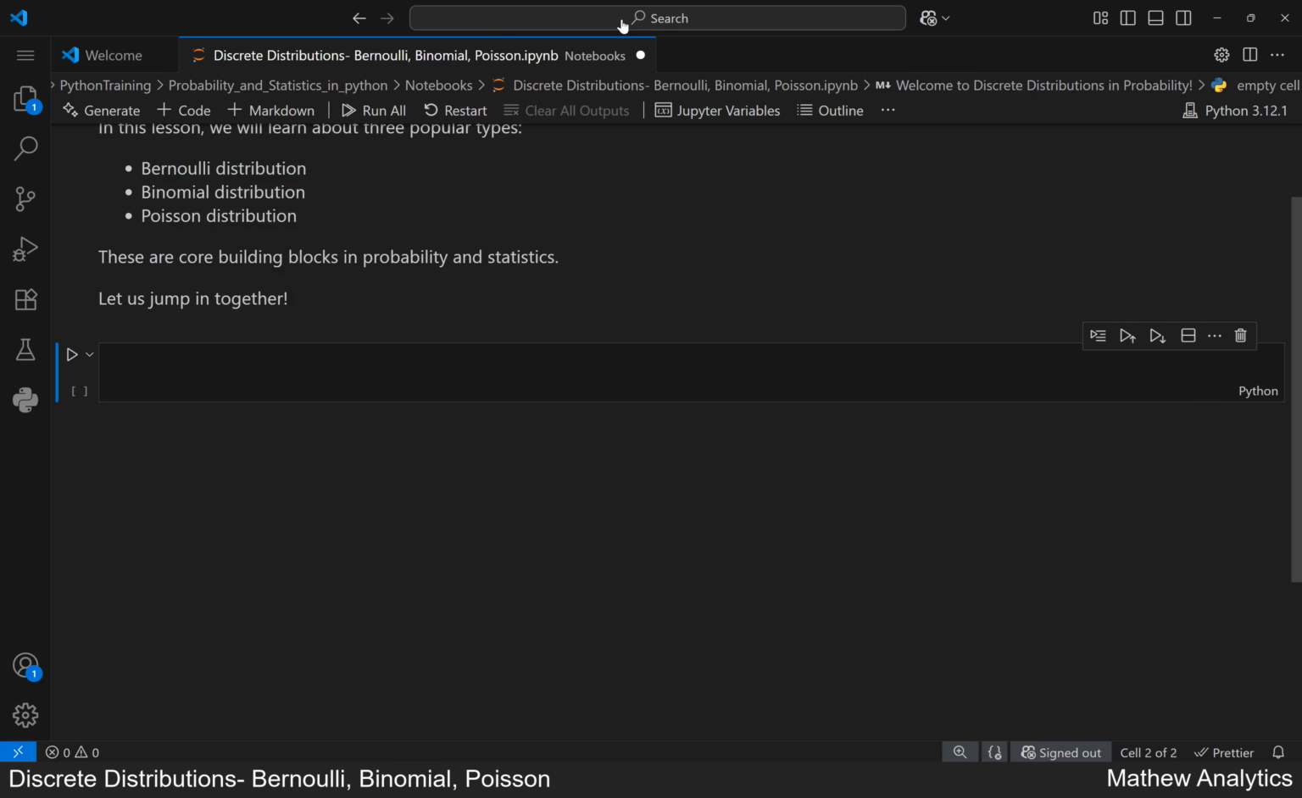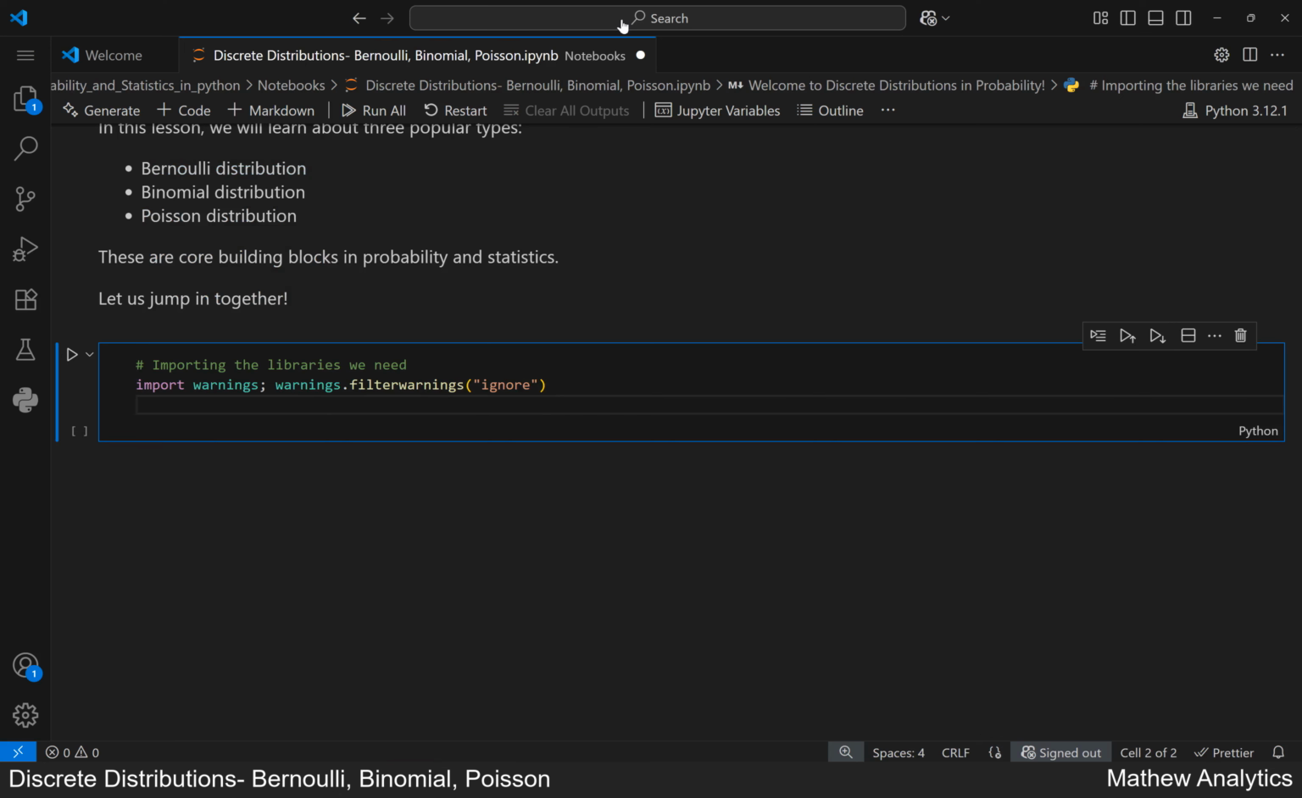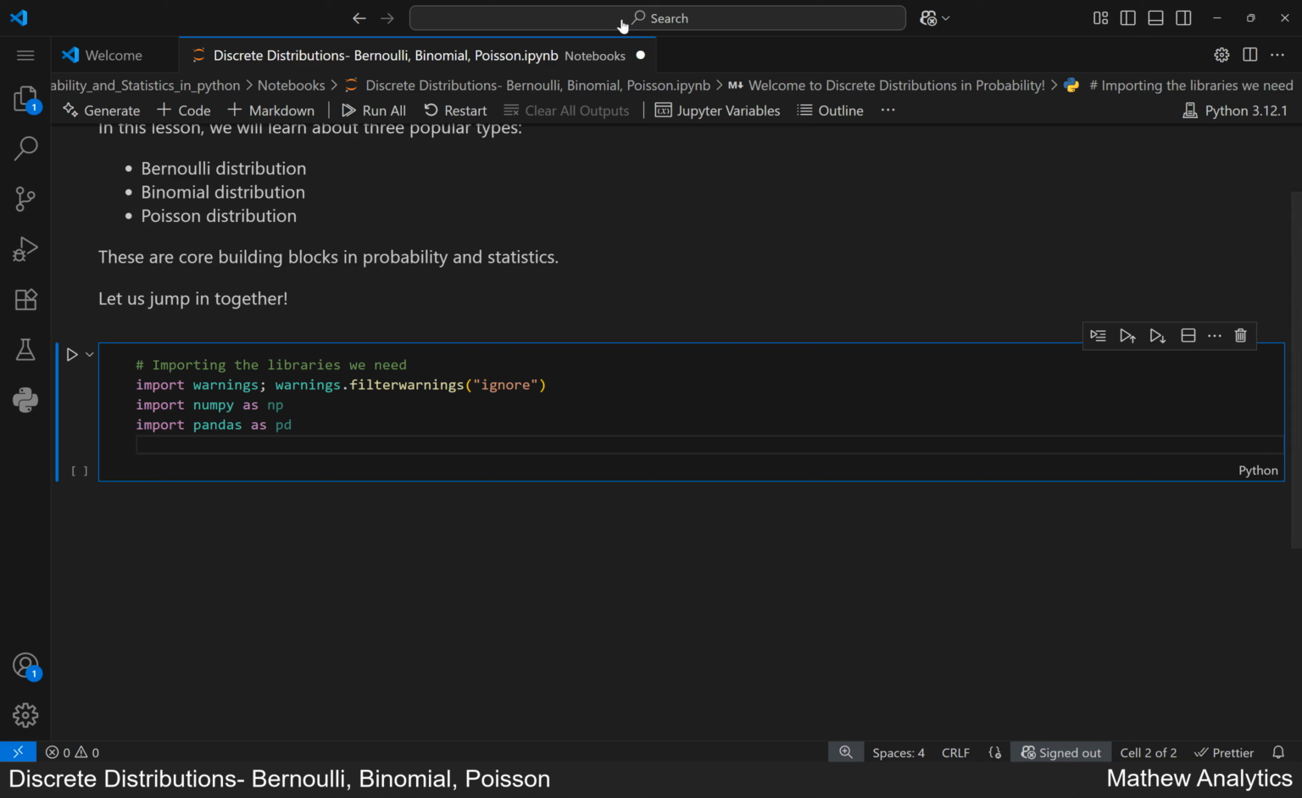We will bring in libraries for math, data, and plots. Warnings are turned off so things look clean and focused. NumPy helps with arrays and random events. Pandas helps us handle data easily. Matplotlib and Seaborn are for nice visual charts.